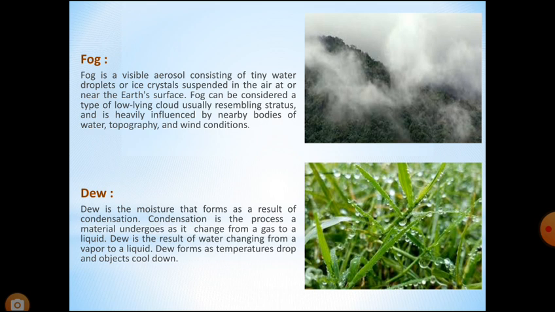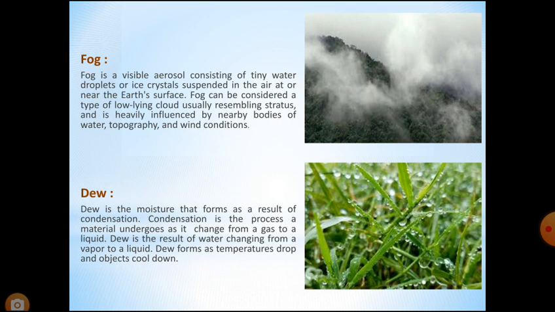Here the meaning of stratus is cloud forming and is heavily influenced by nearby bodies of water, topography and wind conditions. Here the meaning of topography is the arrangement of the natural and artificial physical features of an area.